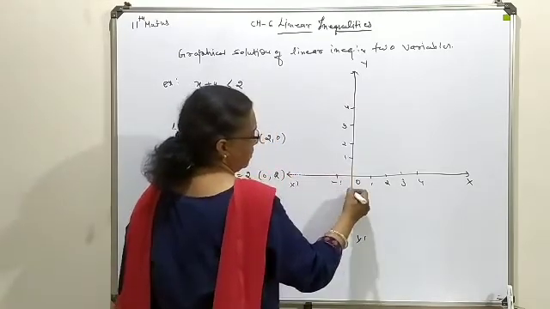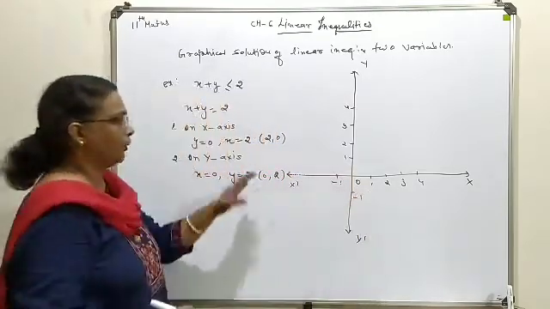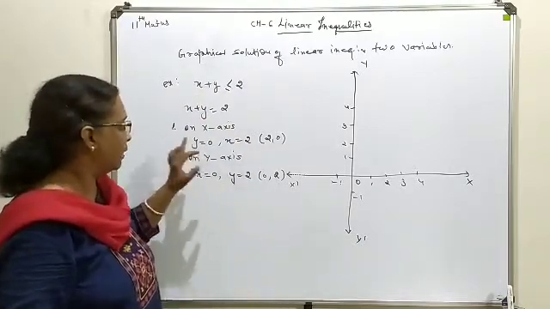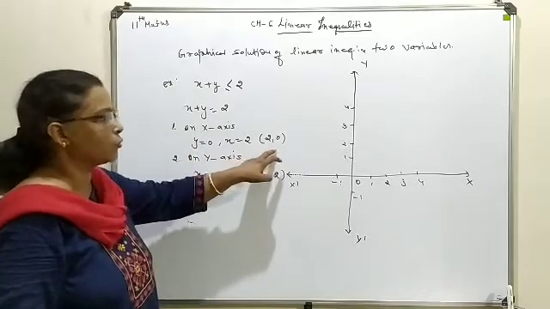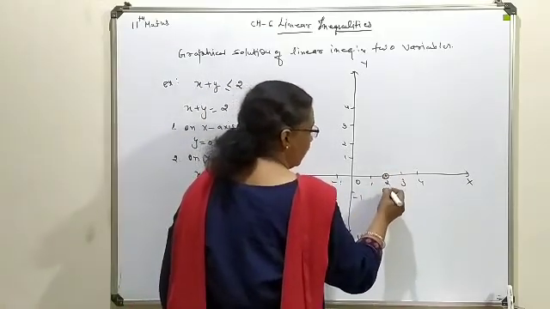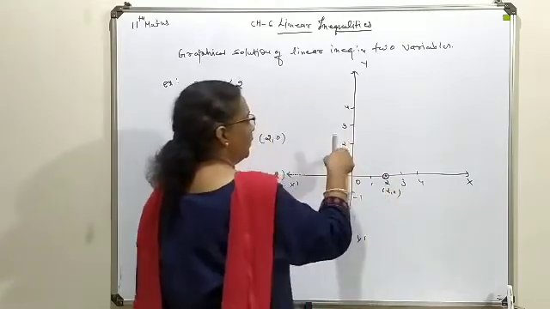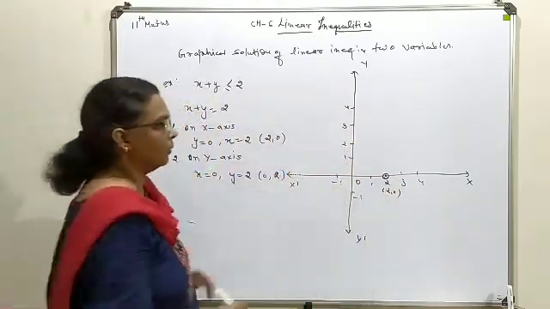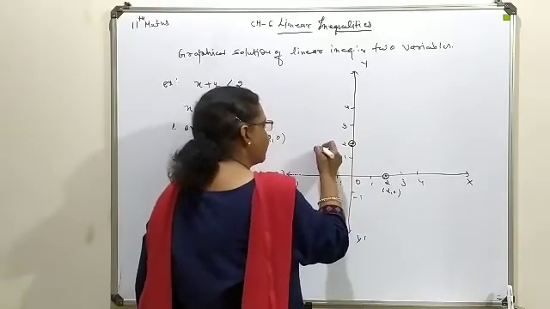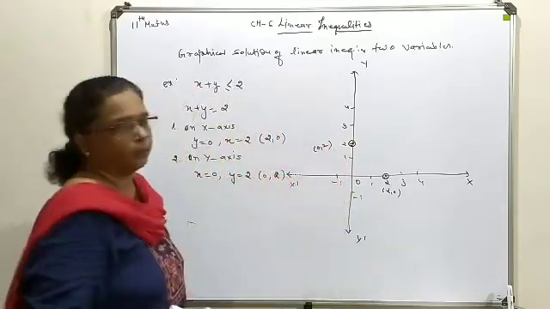This is -1. This is also -1. No more points we are having. That's why this much I have written, the required points. Now on the x-axis the point is (2, 0), so obviously here you will locate this point (2, 0). The second point on the y-axis we are having is (0, 2). (0, 2) means here you will locate this point as another point on the y-axis.